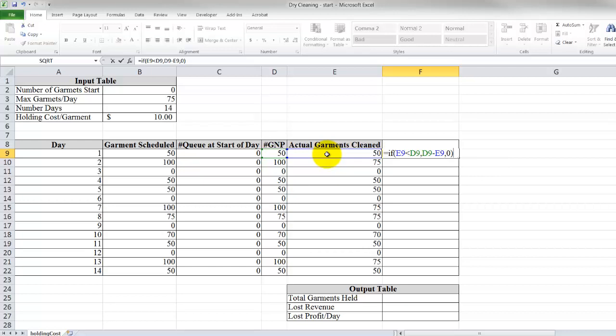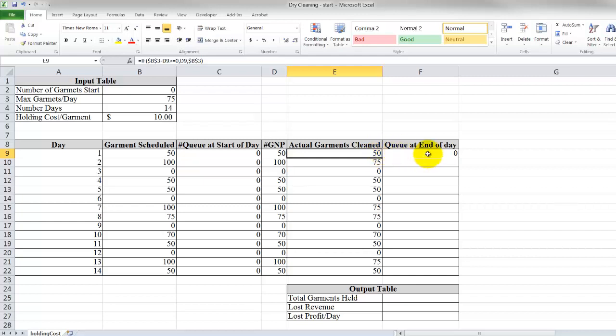Let's put our ending parenthesis there and hit enter. So let's walk step by step before I fill this down. In this situation, we start with 0, but we have 50 scheduled. The queue at the start, of course, is 0, so our adjusted number of garments to process will be 50. We can process all of the 50 units since our max garments per day is 75.